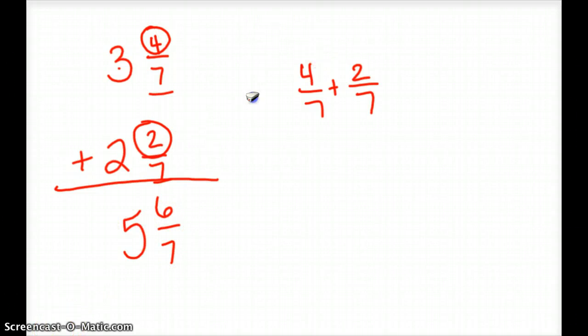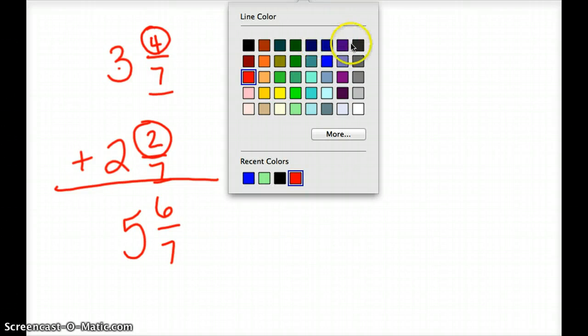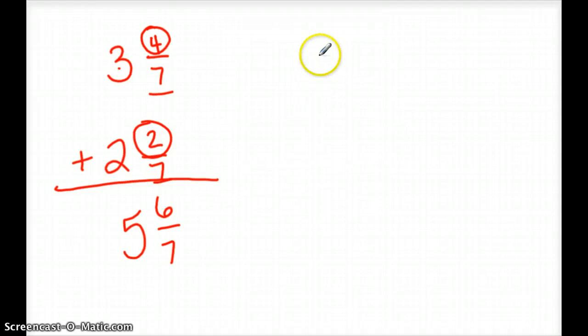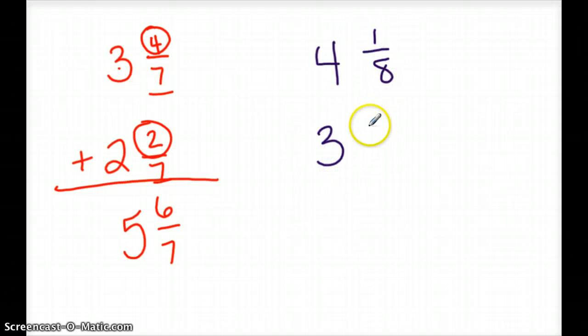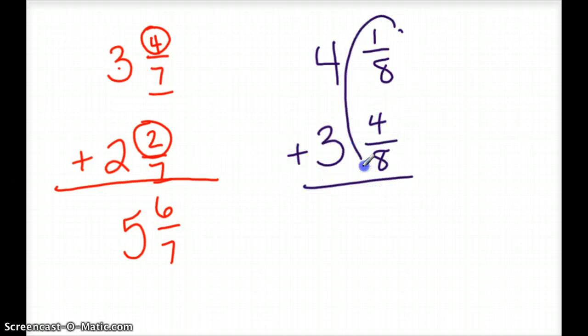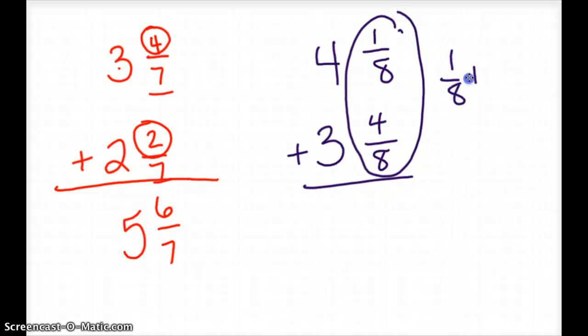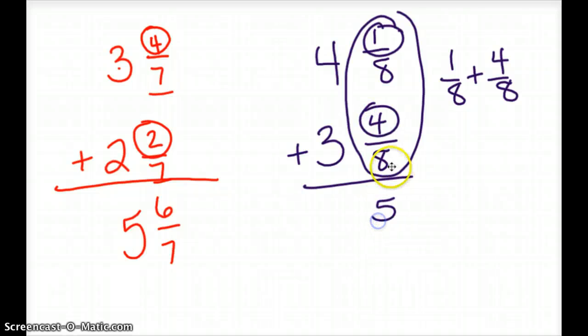Okay, let's look at another example. So if I have the numbers 4 1/8 plus 3 4/8, I add my fraction numbers together. So I have 1/8 plus 4/8. So 1 plus 4 is 5. My denominator stays the same, which is 8. Then I add my whole numbers. 4 plus 3 is 7.